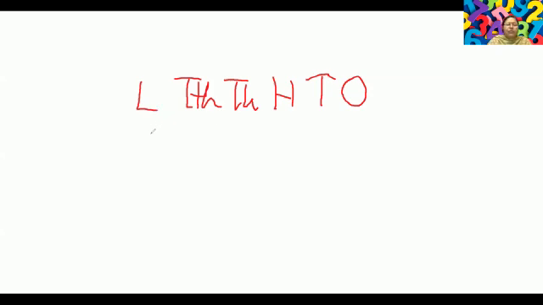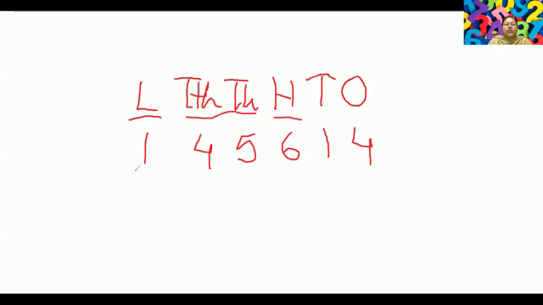Now I'm going to take any random number. For example, if I take 1, 4, 5, 6, 1, and 4. Now when we read this number, first I want you to write it like this. This is lakhs, this is 1,000, this is 100. Under lakh you have 1, under 1,000 you have 45, under 100 you have 6, and at the end you have 14. So when you read this number, it is going to be 1,45,614. I'm going to repeat it again. It is going to be 1,45,614.